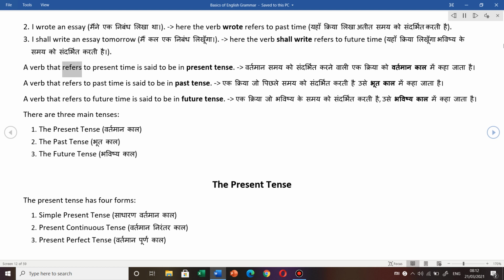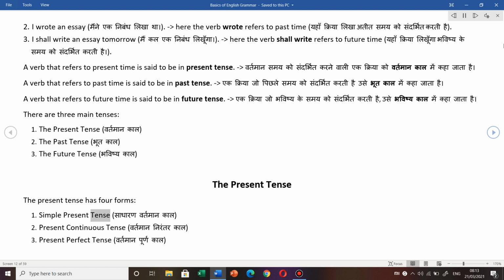A verb that refers to present time is said to be in present tense. A verb that refers to past time is said to be in past tense. A verb that refers to future time is said to be in future tense. There are three main tenses: the present tense, the past tense, the future tense. The present tense. The present tense has four forms.